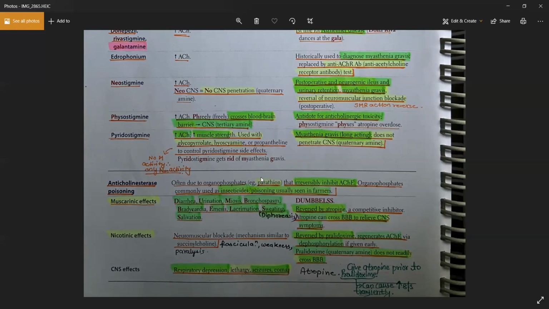Okay, and where did you study these drugs? Remember where these drugs are used? We have studied them already in the previous lectures. Anyone remember? Insecticides or pesticides? Insecticides, pesticides are good.